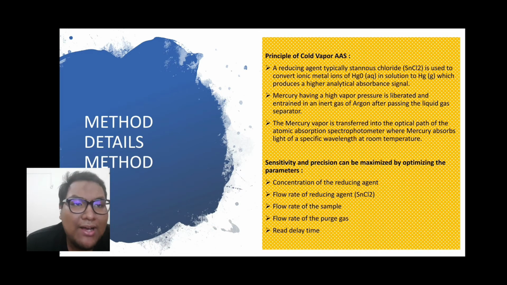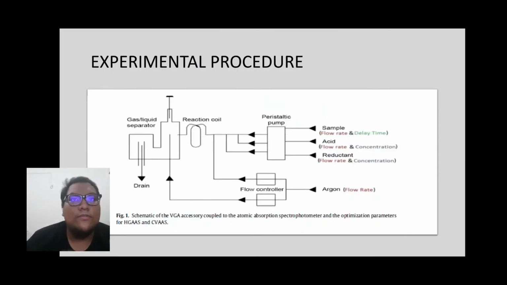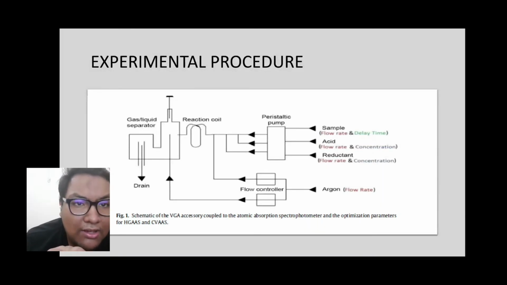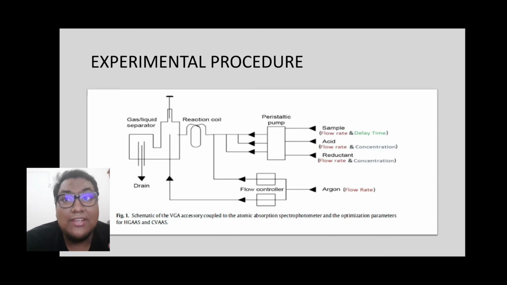Actually, we can maximize the sensitivity and precision by optimizing the parameters, and the parameters include concentration of reducing agent, flow rate of reducing agent, which is SnCl2, flow rate of sample, purge gas, and the read delay time. So here is the schematic diagram for the VGA accessory coupled to the atomic absorption spectrophotometer, and the optimization parameters for HGAAS and CVAAS.